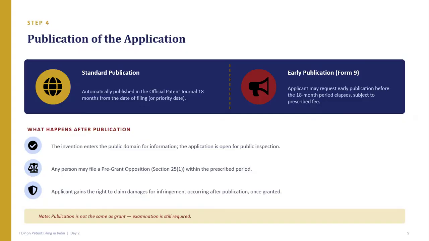The presentation also highlights the possibility of pre-grant opposition under Section 25 within the prescribed period. It is very important to understand that publication does not mean that the patent has been granted. Publication simply makes the application available for public domain information and inspection. The applicant must still undergo examination before the patent can ultimately be granted.